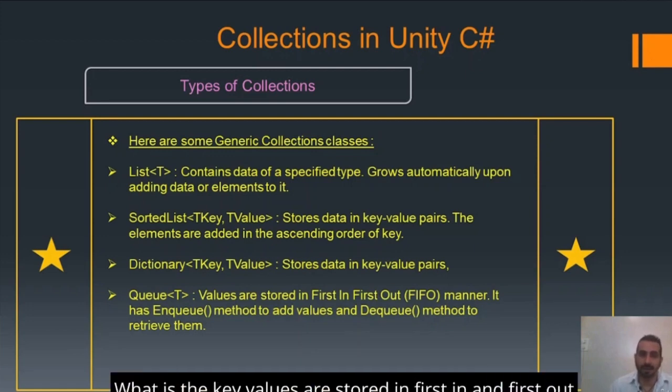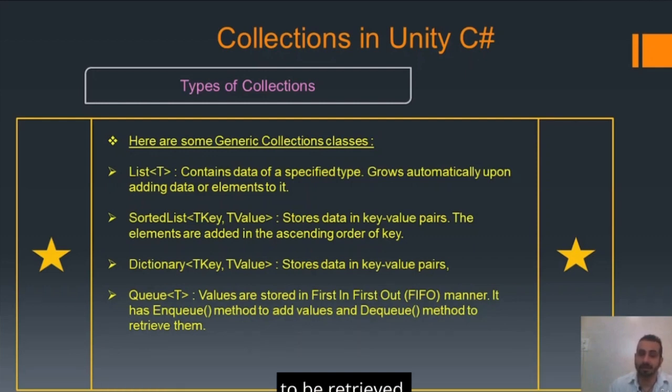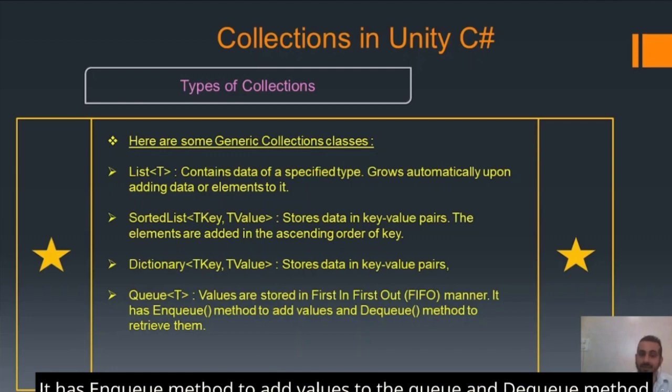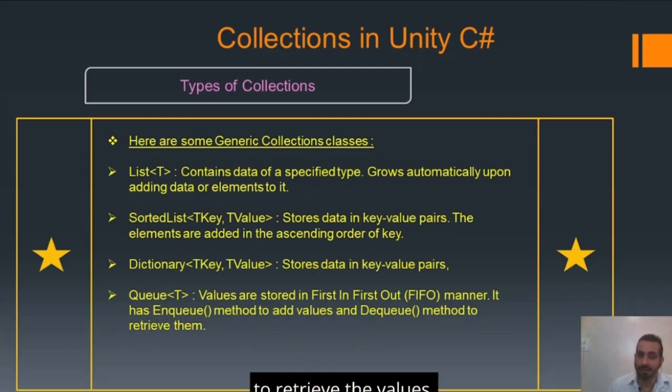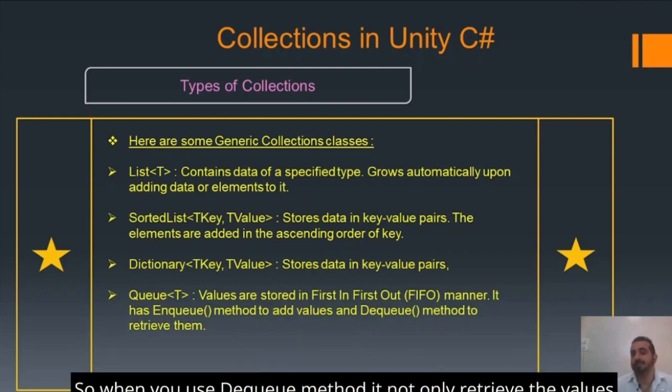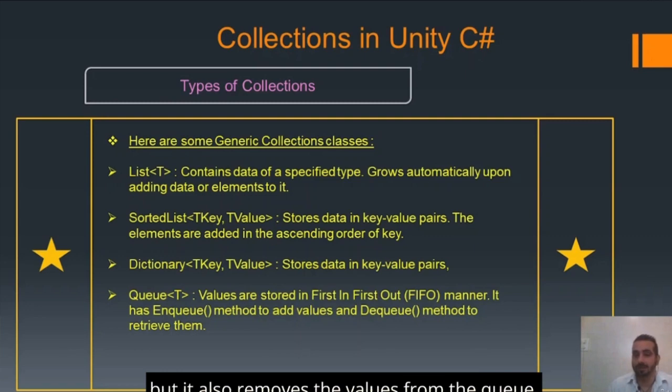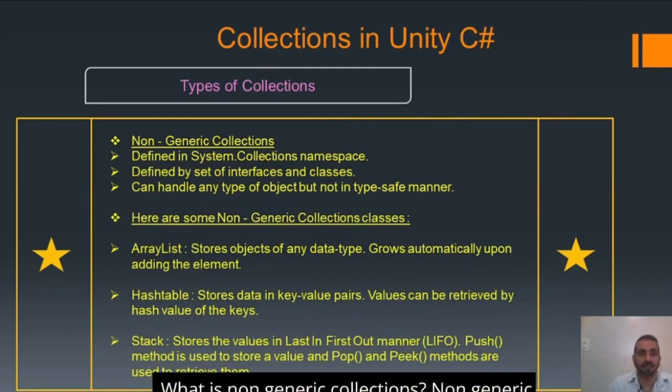Queue. What is a queue? Values are stored in first in and first out manner. What is first in and first out manner? It simply means that the elements that are added first will be first to be retrieved. It has an enqueue method to add values to the queue and a dequeue method to retrieve the values. So when you use the dequeue method, it not only retrieves the values, but it also removes the values from the queue.